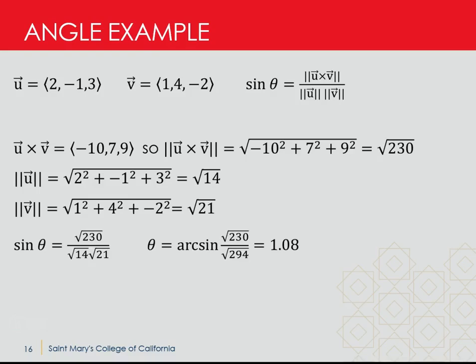And if we take the arc sine of that number, we get the angle between them. So it's 1.08 radians. Okay. So we can use a dot product, but we can also use the cross product now to find that angle.